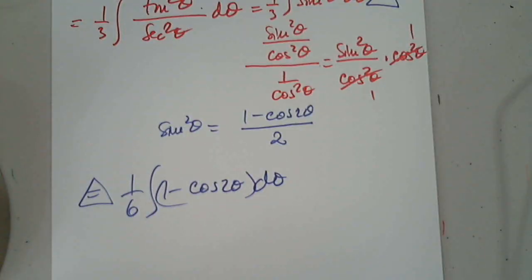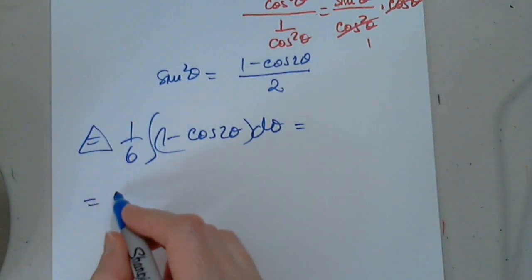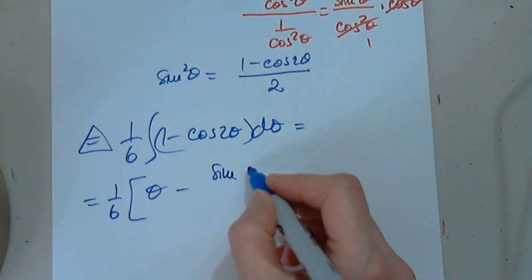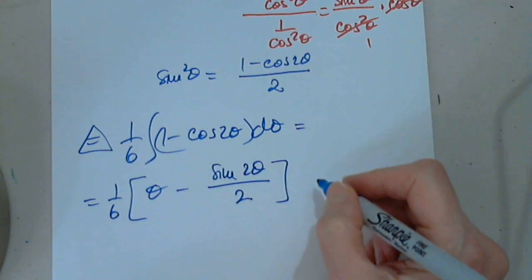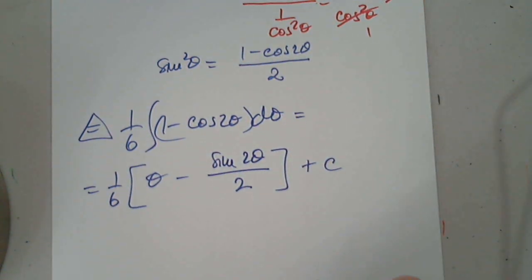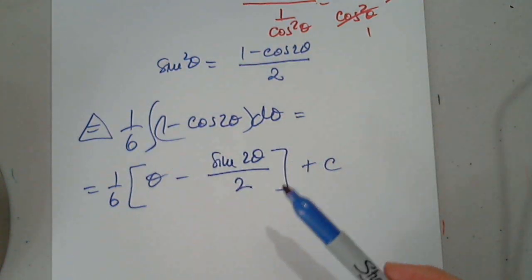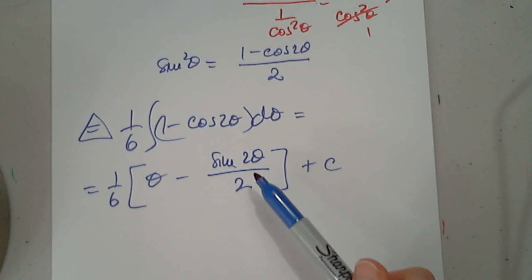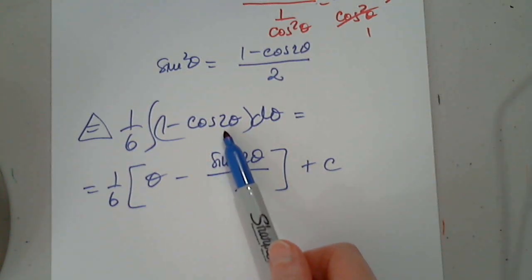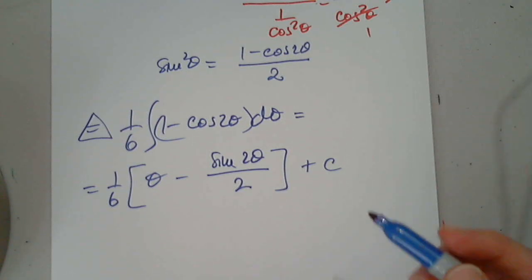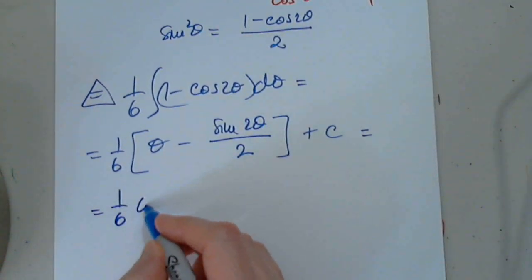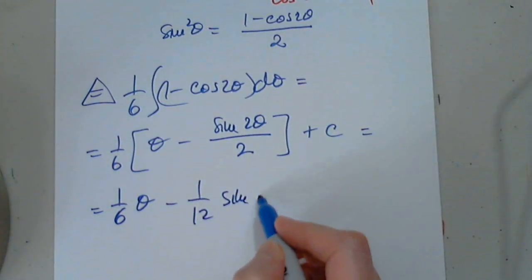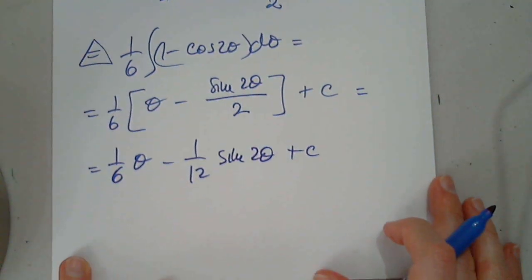Let me move this out of the way. Okay, so then we have 1/6 times theta minus sine 2 theta divided by 2, of course, plus a constant c. When I differentiate theta, I get 1. When I differentiate sine 2 theta over 2, I get cosine 2 theta times 2, simplified, and I get that. Okay, next. So this is 1/6 theta minus 1 over 12 sine 2 theta plus a constant c.